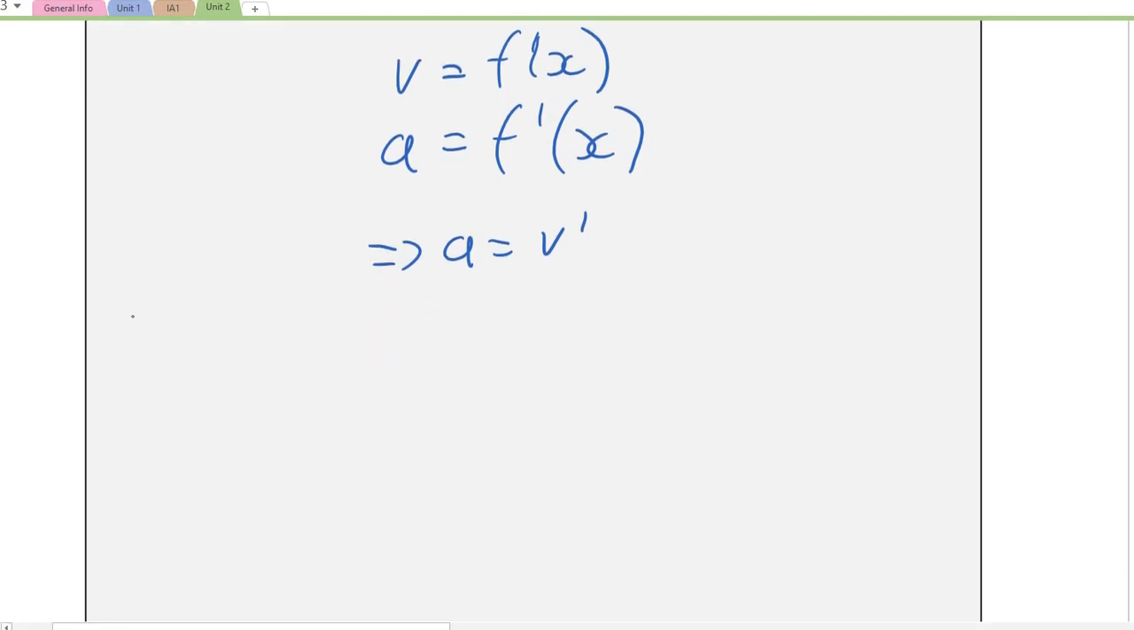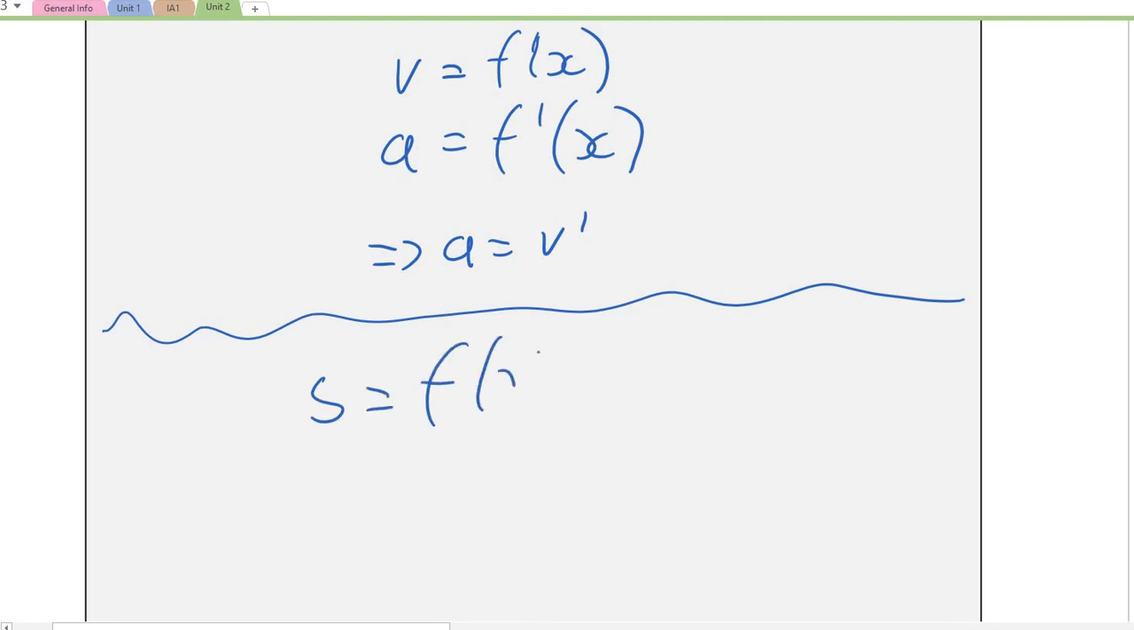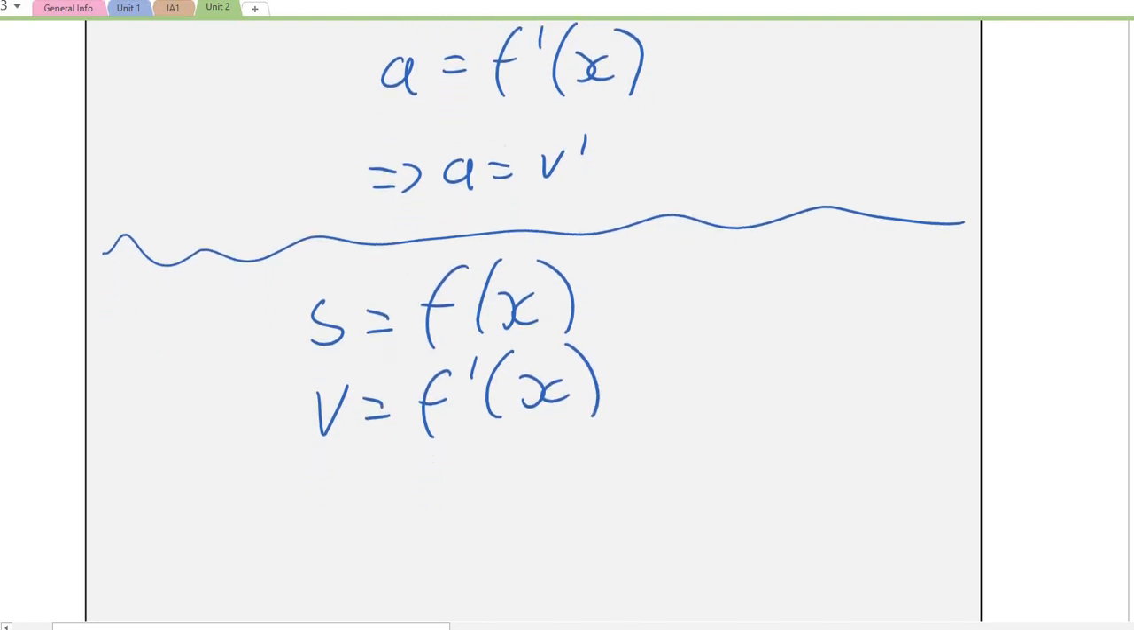So in general, guys, if I have my displacement equaling some function of x, my velocity would be the derivative of that, and my acceleration would be the second derivative of that. You just differentiate it again. So if I give you something's displacement to get the acceleration, you just differentiate it twice. Pretty easy. Pretty chill.